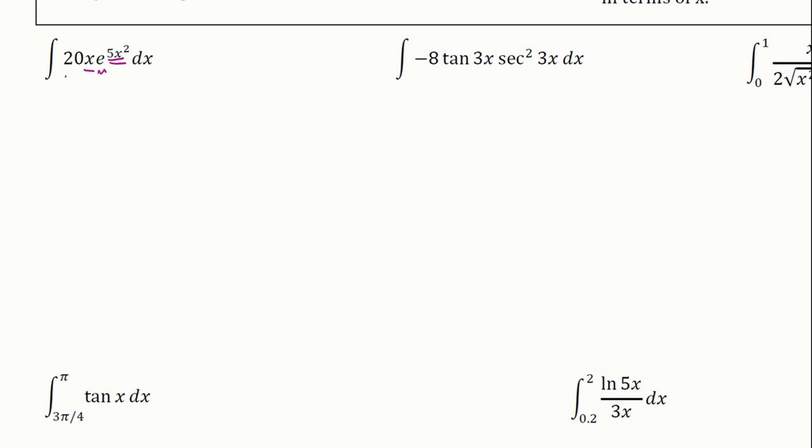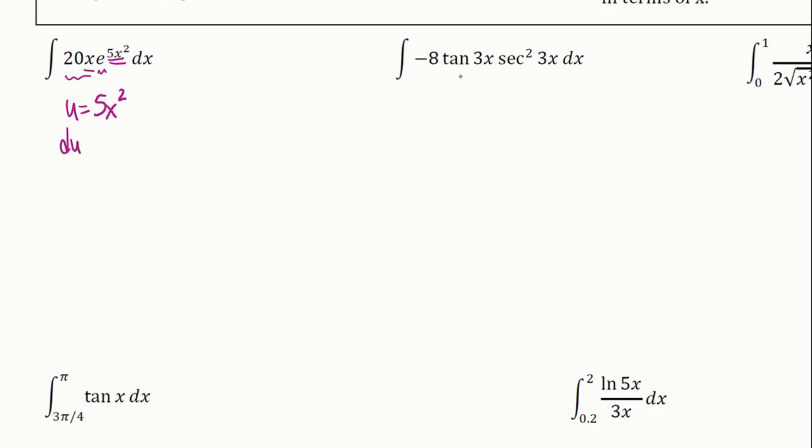Now 10x is pretty darn close to 20x. And I can deal with constants. Constants are not a big deal. So if you have 10 turning into 20 or you have 3 turning into 7, it's not hard to multiply by a number and have your constants be equal. So I'm going to let u equal 5x squared because, again, the derivative of 5x squared is 10x. And I can see that 20x can contain a 10x within it.